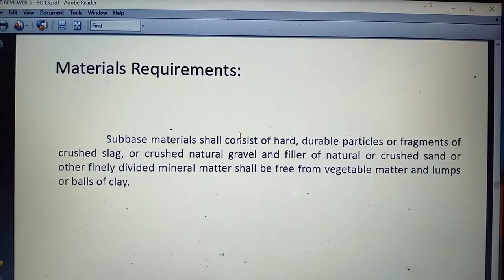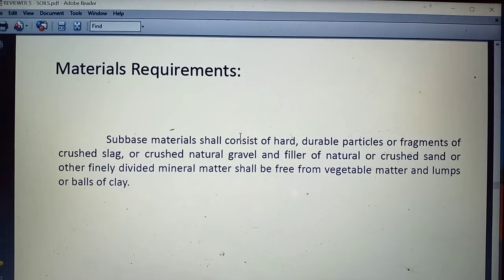So, material requirements. Sub-base material shall consist of hard, durable particles or fragments, crushed slag or crushed natural gravel, and filler of natural or crushed sand or other finely divided material. It shall be free from vegetable matter and lumps or balls of clay. So, yan yung requirements niya.